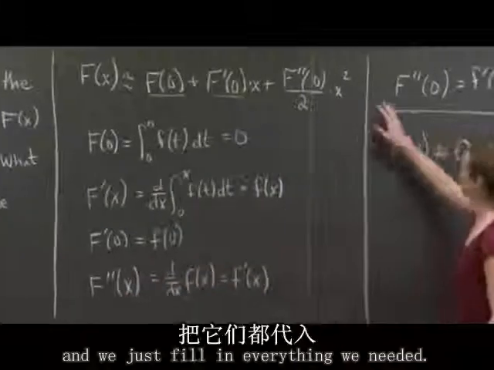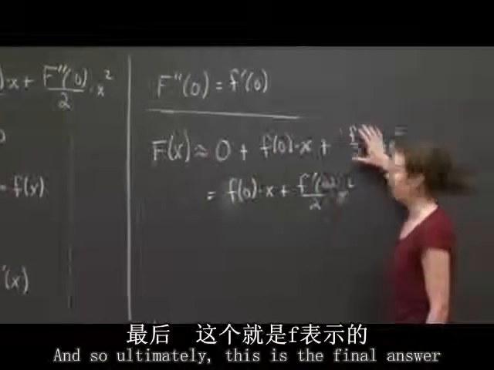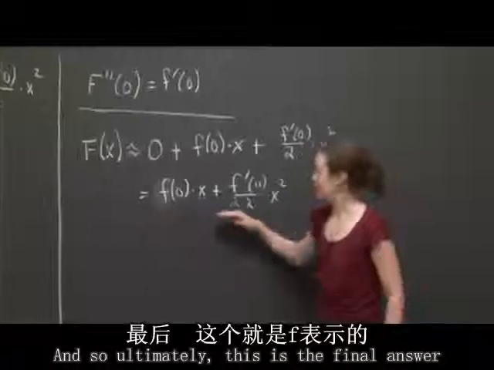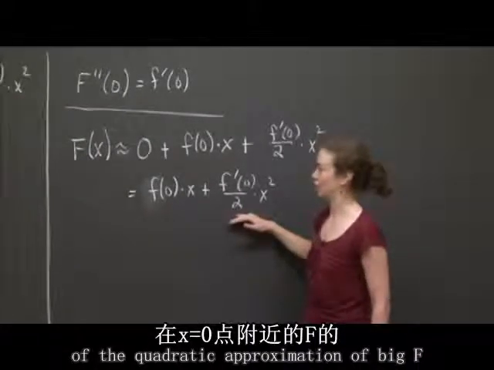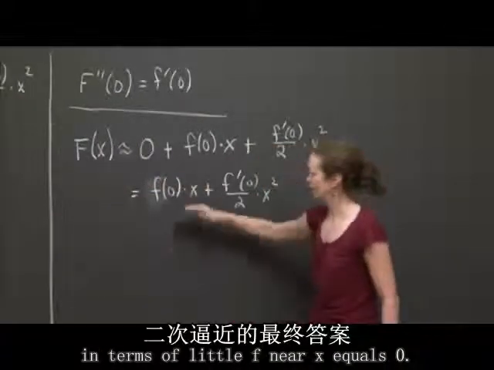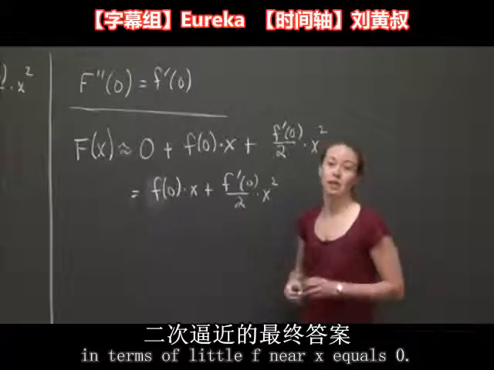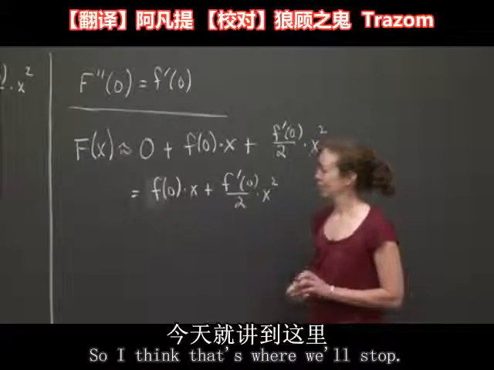And then we come in and we just fill in everything we needed. And so ultimately, this is the final answer of the quadratic approximation of big F in terms of little f near x equals 0. So I think that's where we'll stop.